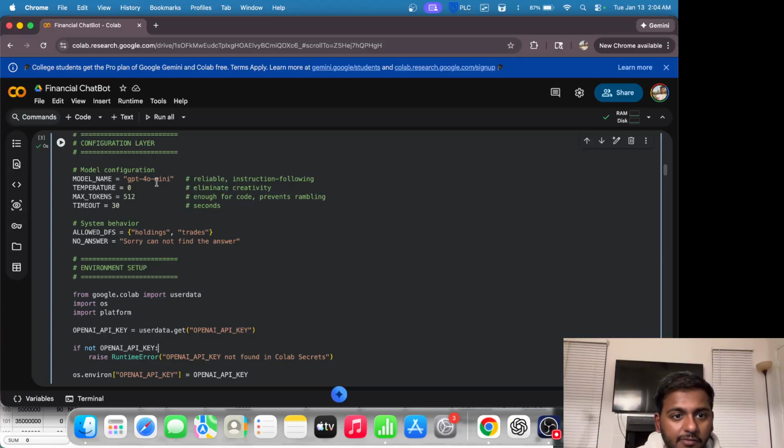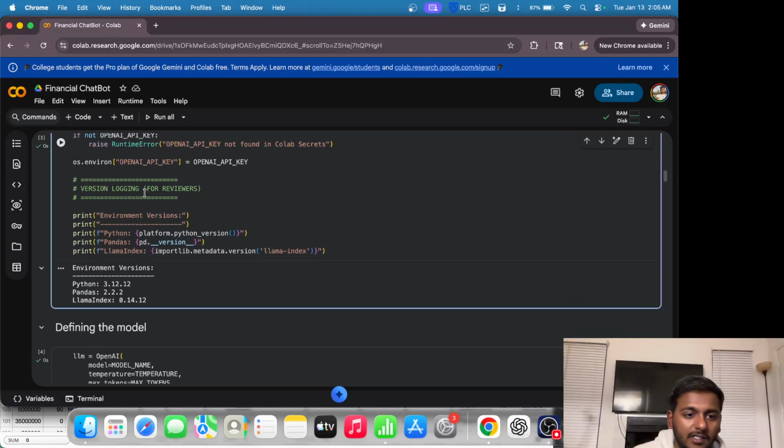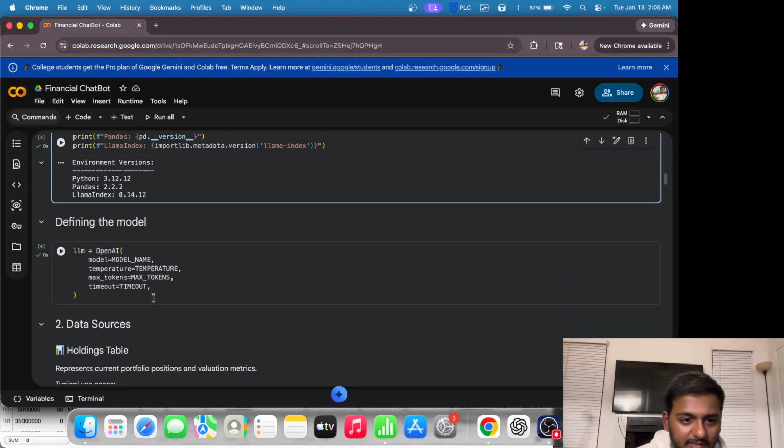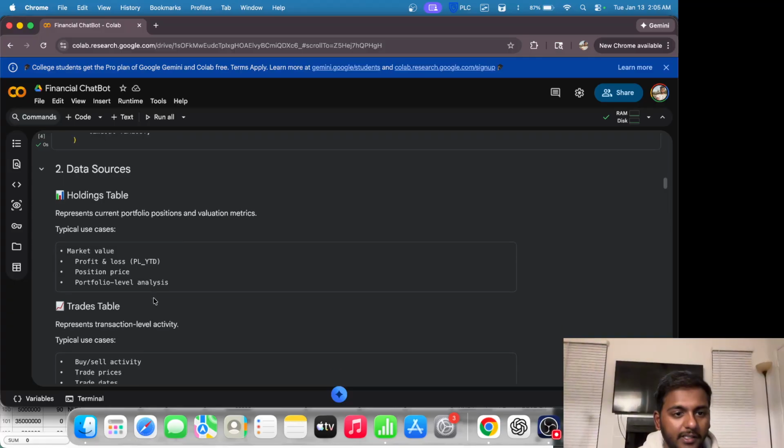I am using GPT-4o mini. You can use anything. I have kept the temperature at 0 because I didn't want our LLM to be creative. I wanted strict control over it and zero creativity. Also, I set max tokens to 512 so that it doesn't get too creative in its answers. And this is the Python and pandas version, and this is just defining the model.